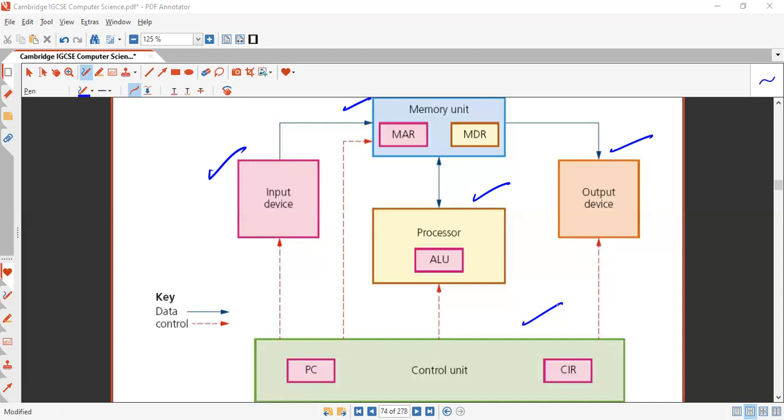Now that data goes to the processor and it may come back from the processor after the execution with the help of the ALU. It is coming back to the memory. Once it is coming back to the memory unit, it will be going to the output device, and after the output device, it's your choice whether you need a hard copy of it or you are comfortable with the soft copy.